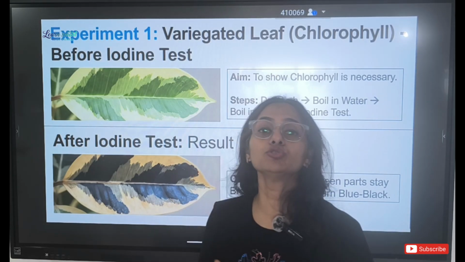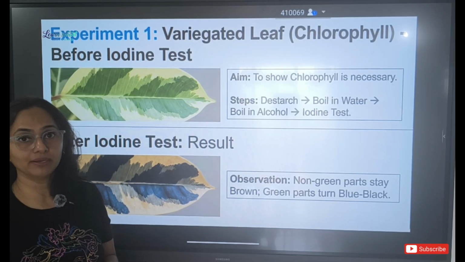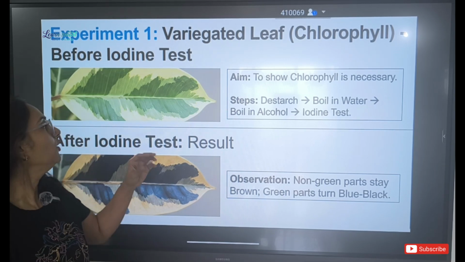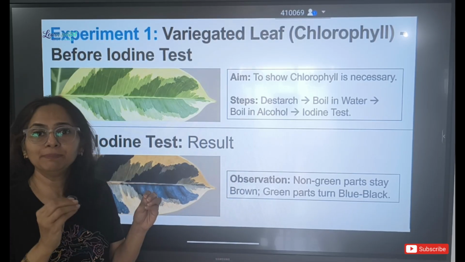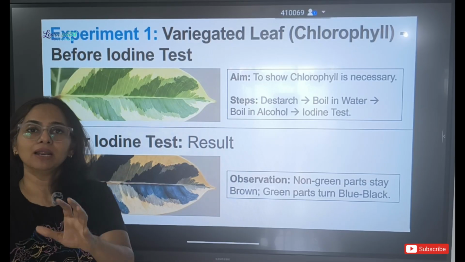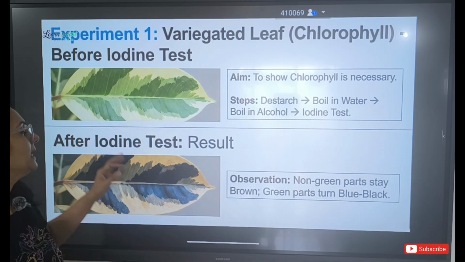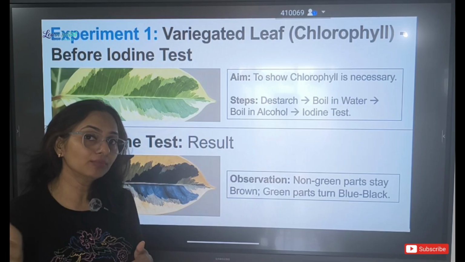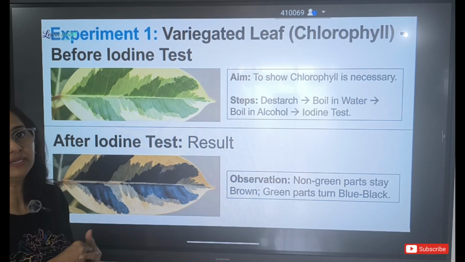Experiments that we get to see in the exam. Let's look at this experiment, the variegated leaf experiment, which shows that chlorophyll is important for photosynthesis. We have taken a variegated plant. We have destarched the plant by keeping it in the dark for 24 hours. After that, we keep the plant in sunlight for a few hours. We do the starch test on that. First, the leaf is boiled in water, then it is boiled in alcohol to remove the chlorophyll, and again it is boiled in water, and then the iodine test is done.